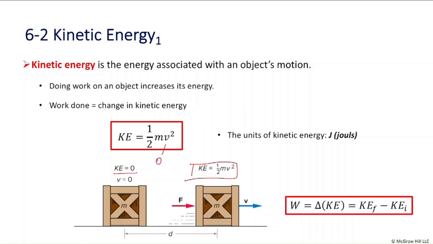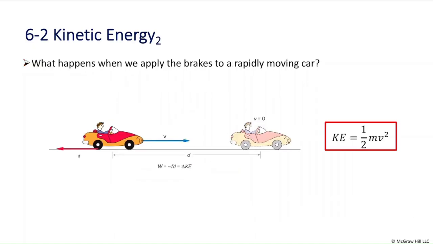Therefore, work done W is equal to change in kinetic energy. Here delta KE means change in kinetic energy. That means final kinetic energy minus initial kinetic energy. And if the crate starts at rest, then its initial kinetic energy is 0. But if it was already moving, then we have to consider its initial kinetic energy when we are calculating the work done. Now let's look at what happens when kinetic energy decreases with time.